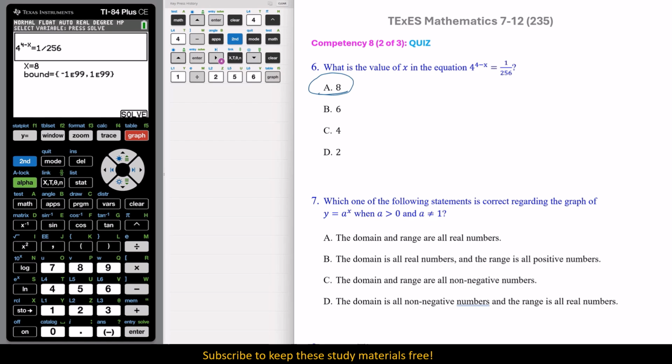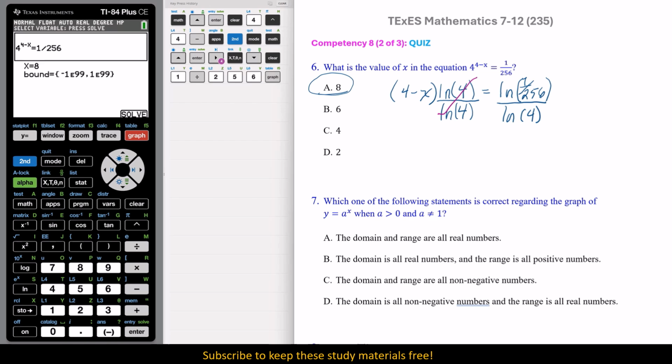So the option that we need is A, which is 8. Now applying the log, that'll take us a little more time. On the left side, if we apply the log, we have 4 minus x times the natural log of 4, and that will be equal to the natural log of 1 over 256. Then we divide both sides by the natural log of 4. Of course, natural log of 4 over natural log of 4 cancels out.